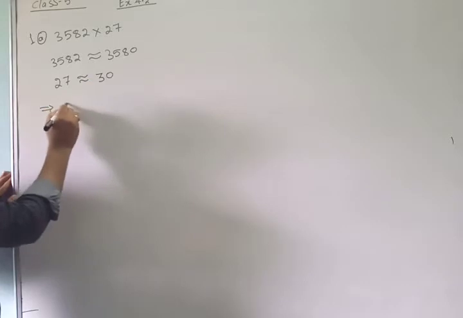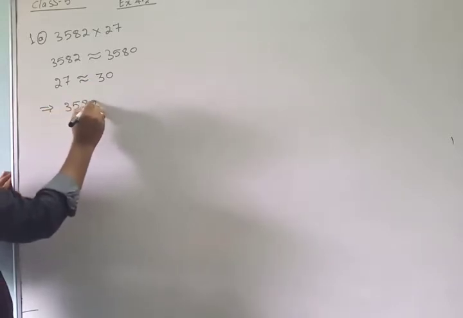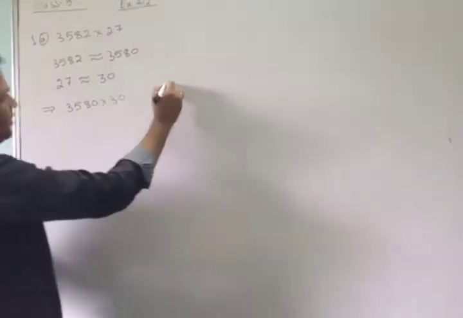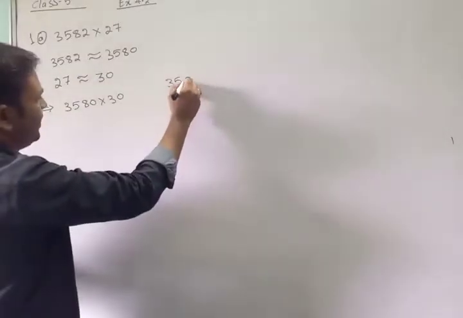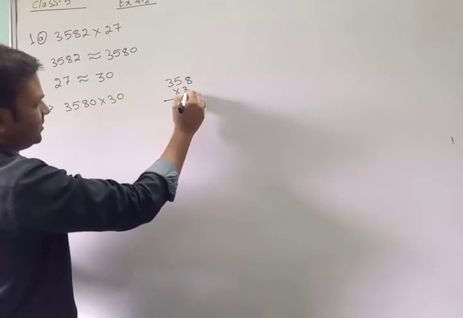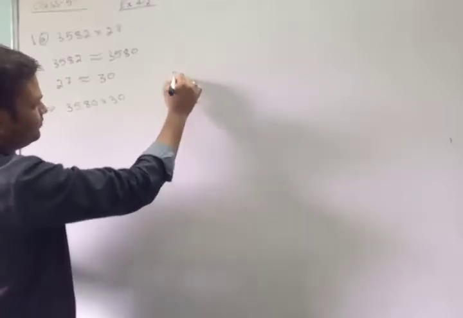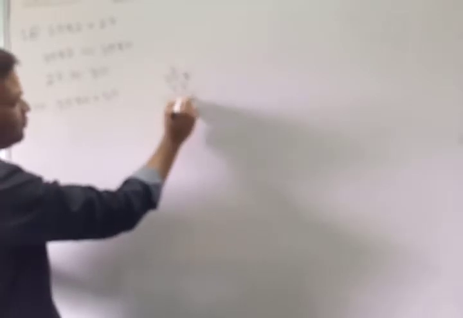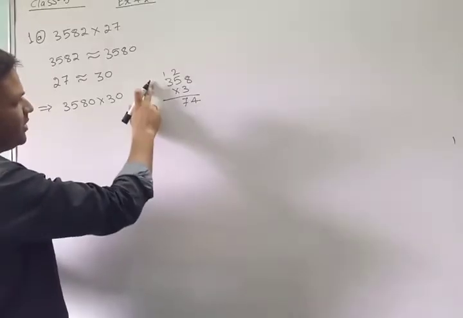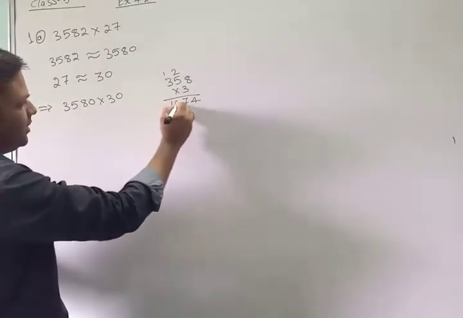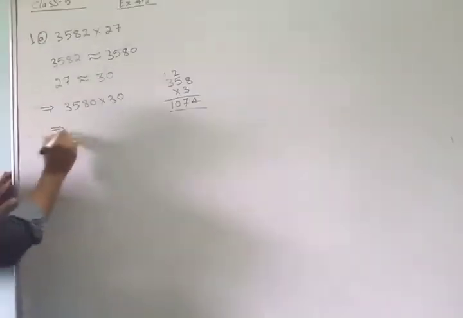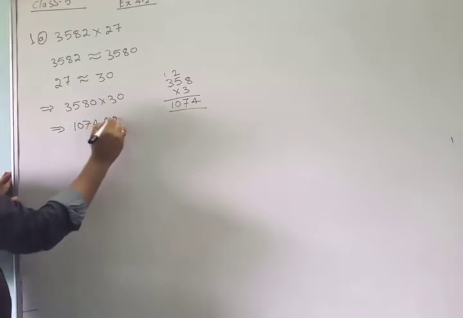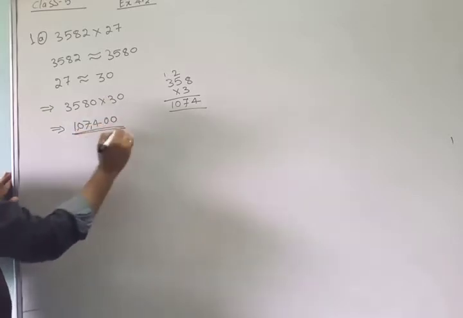Now multiply both the numbers. 3580 multiplied by 30. 358 multiplied by 3. 3 8s are 24, 4 carry 2, 3 5s are 15, 15 plus 2 is 17, 7 carry 1, 3 3s are 9 plus 1, 10. So it will become 1074, and put these two 0s directly in the answer. So it is our answer.